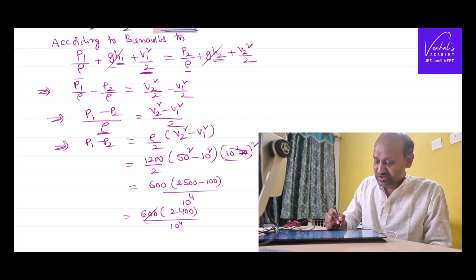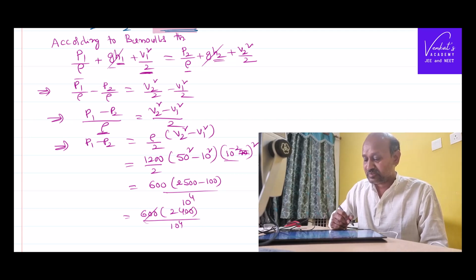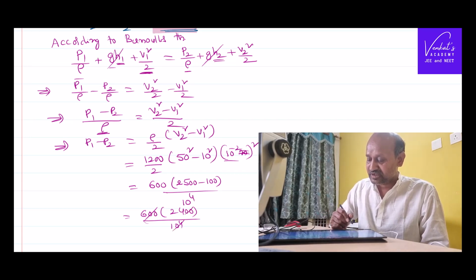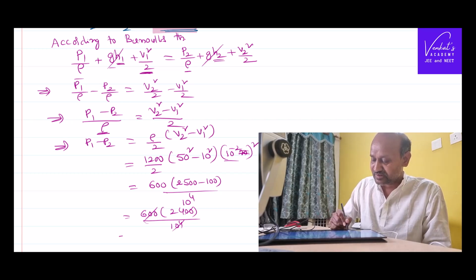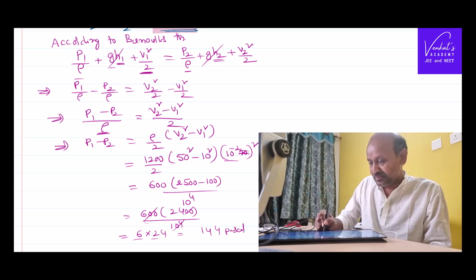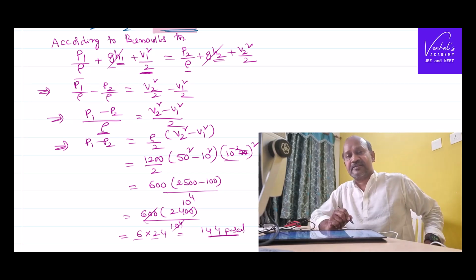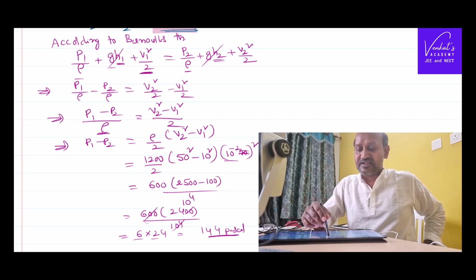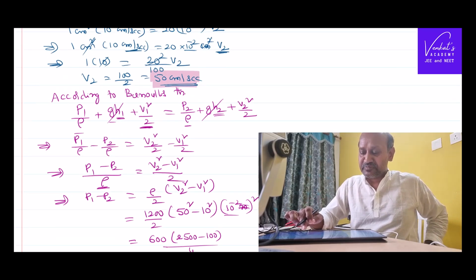So these two zeros and these two zeros are 10 power 4 in the numerator, and 10 power 4 in the denominator also gets cancelled. So what is remaining? 6 into 24 in SI system is the answer. So 6 fours are 24, 6 twos are 12 and 2, 144 Pascal. That's the pressure difference.